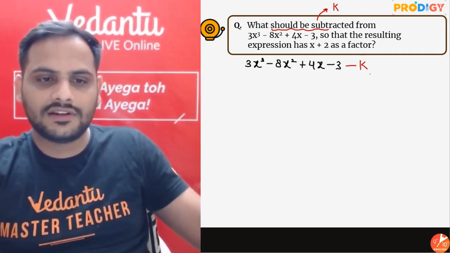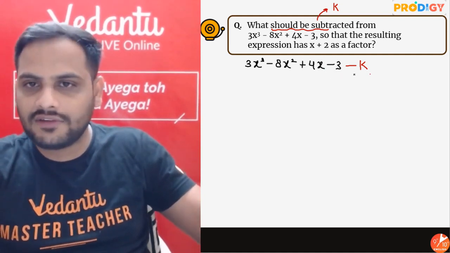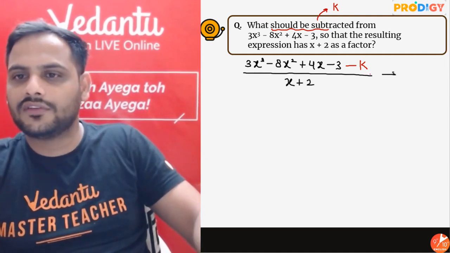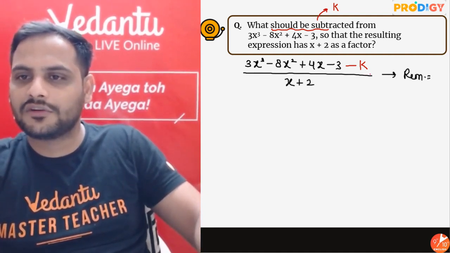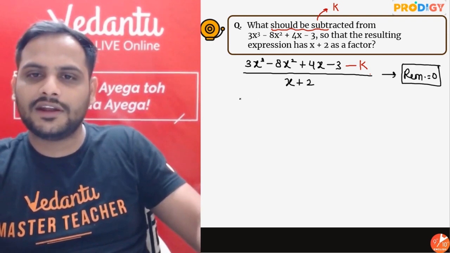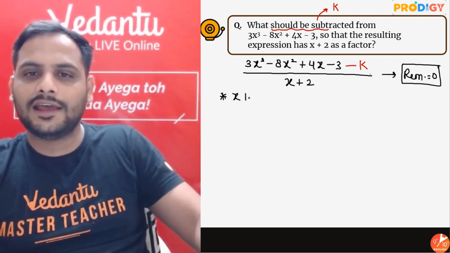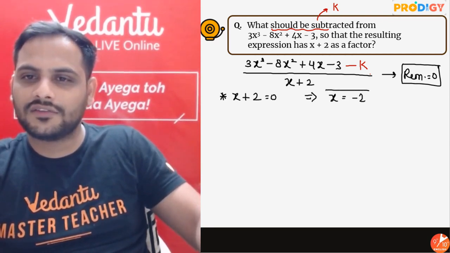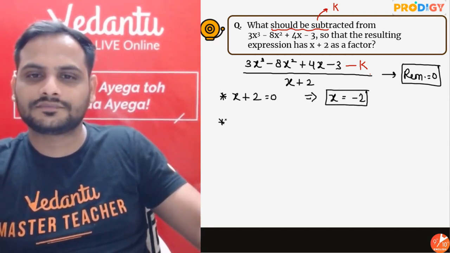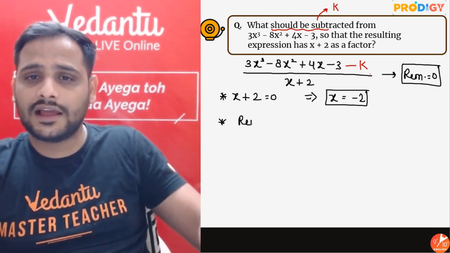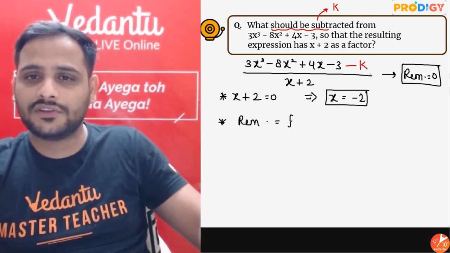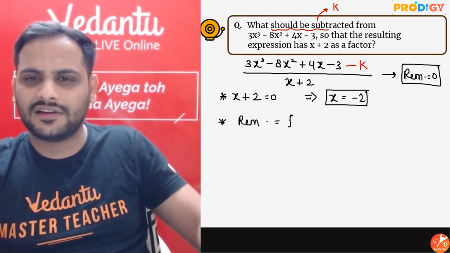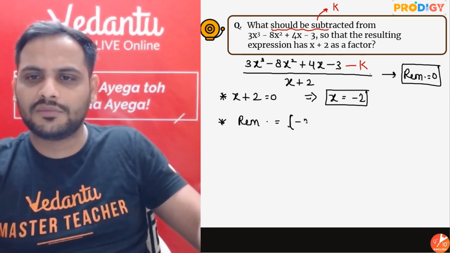So once I have done that, now I can say that when I divide this with x plus 2, I know it is a factor. So the remainder must be equal to 0. Let's find out the remainder 0. First thing, x plus 2 equal to 0. We can say x is equal to minus 2. Second thing, the remainder, I know, must be equal to 0. Let's write this polynomial directly. So the remainder should be equal to 0.